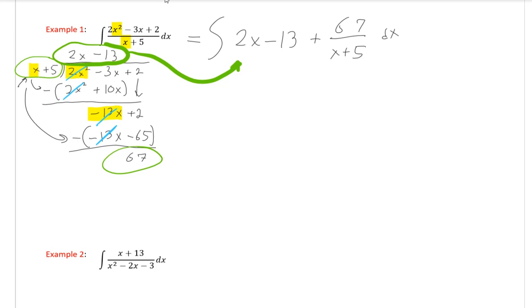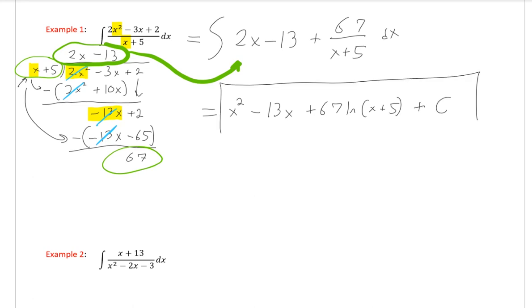This integral now is very easily solved. The integral of 2x is going to give me x squared. The integral of minus 13 will give me minus 13x. And then 67 over x plus 5 will give me 67 natural log of x plus 5. And then a plus C because I don't have any bounds on my integral.